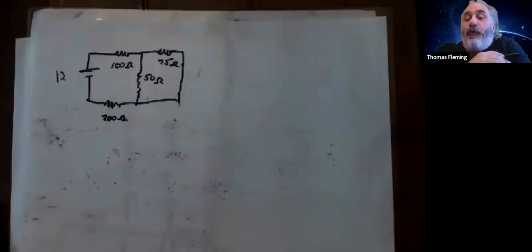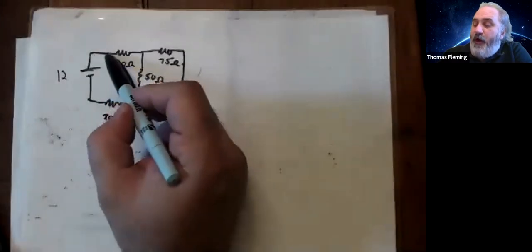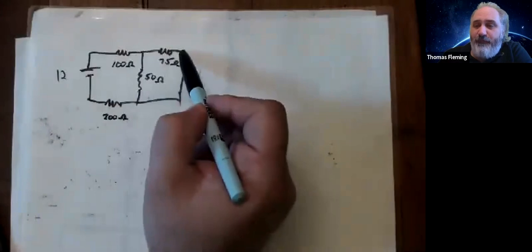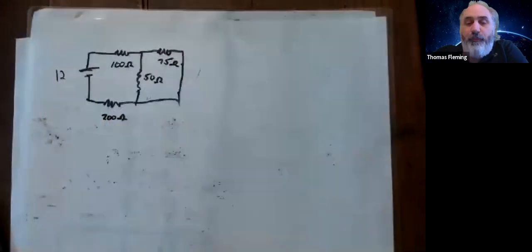The 175. So to be in parallel, I have to say that I go through one or the other, but never both. But here I'm coming out of the battery. I went through the 100. And then if I go this way, I'm going to also go through the 75. So the 100 and the 75 can't be in parallel either, because I could, in principle, go through both.